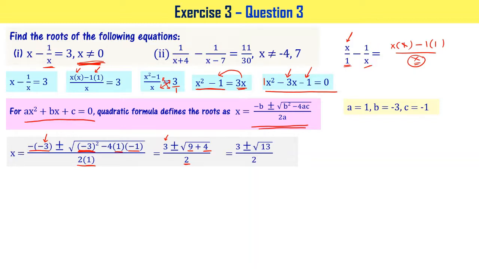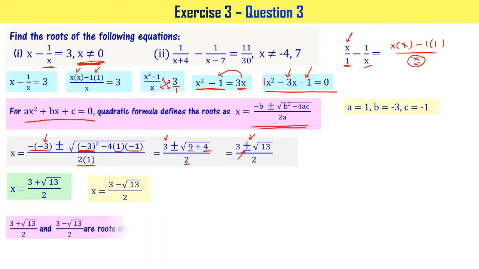We can take plus sign and minus sign separately so that you have two values for x. First, let me write with positive sign, that is x equal to (3 plus square root of 13) divided by 2. When you use minus sign, it becomes x equal to (3 minus square root of 13) divided by 2. So to answer the question, (3 plus root 13) by 2 and (3 minus root 13) by 2 are the roots of x minus 1 by x equal to 3.